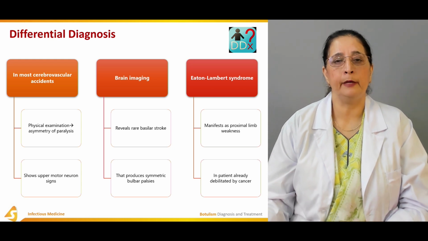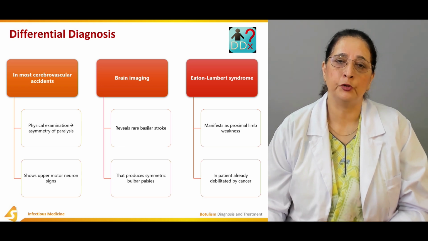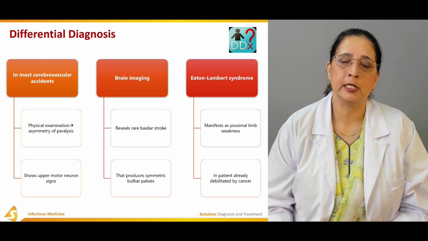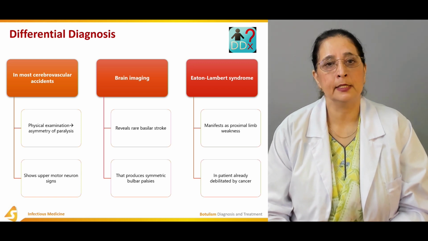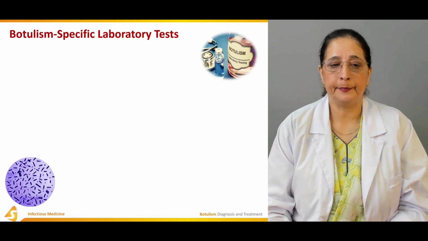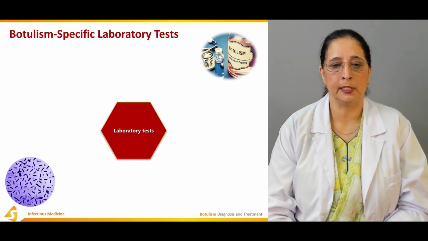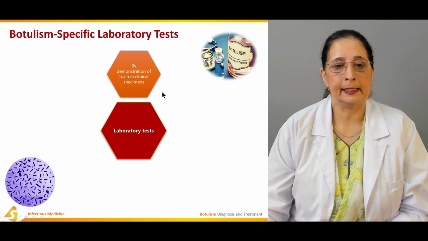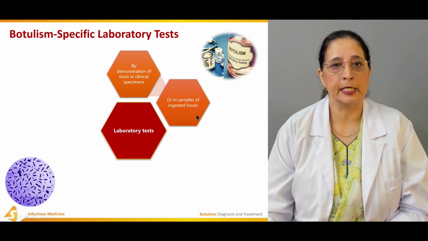So all these are very important steps in differentiating the common conditions. We talked about GBS, myasthenia gravis, then the stroke syndromes and Eaton-Lambert syndrome. Botulism specific lab tests. What are some lab tests which are helpful in the diagnosis of botulism? We have demonstration of toxin in clinical specimens or in samples of ingested food.